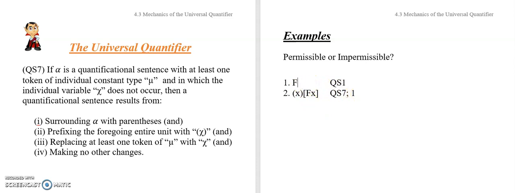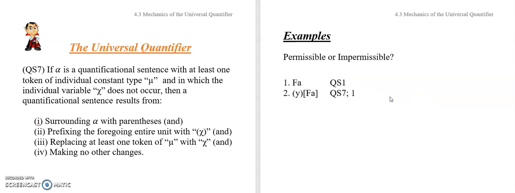Now, if it was like this, is that permissible or is it impermissible? This is permissible. This is A-OK. Go ahead and do it. What about this particular case? Is this permissible or is this an impermissible use of QS7?